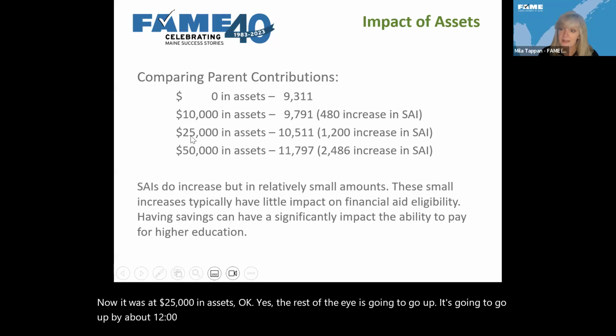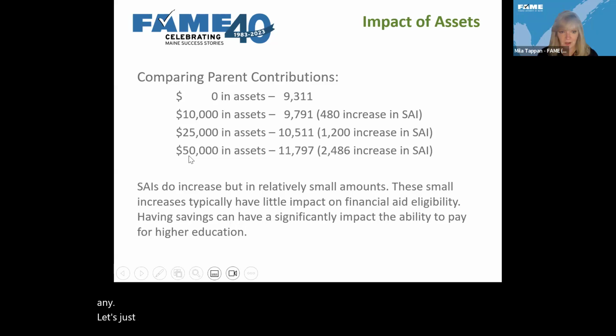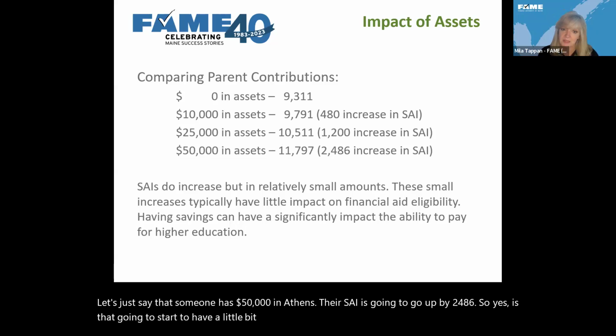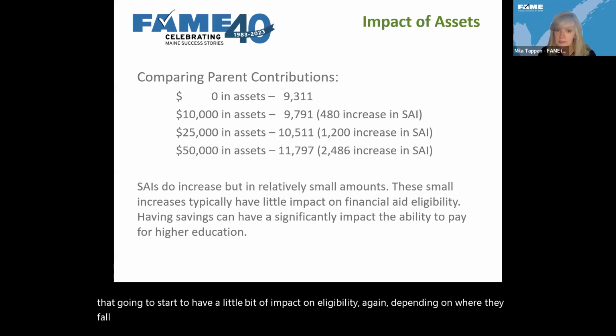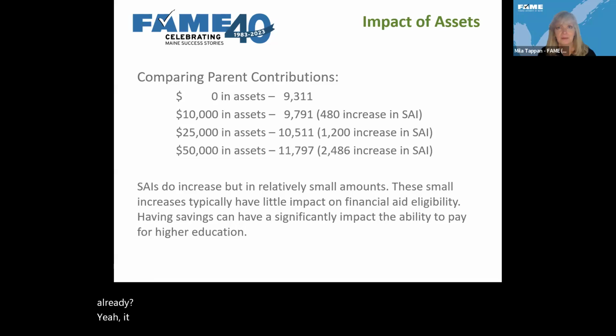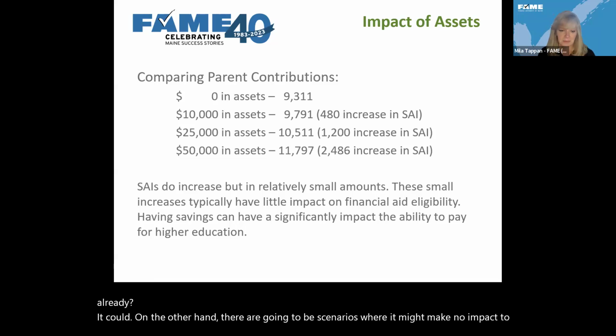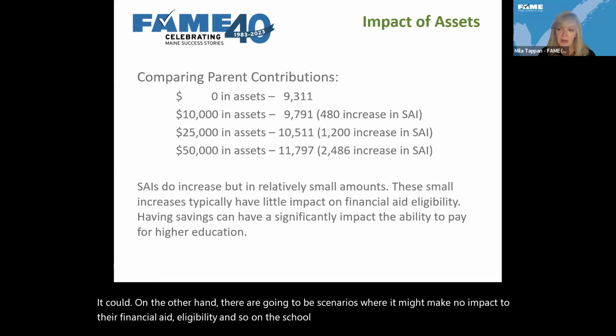But they've got $25,000 in assets compared to someone who doesn't have any. Let's just say that someone has $50,000 in assets. Their SAI is going to go up by $2,486. So is that going to start to have a little bit of impact on eligibility? Again, depending on where they fall already, it could. On the other hand, there are going to be scenarios where it might make no impact to their financial aid eligibility. It depends on the school they're going to and all of that.